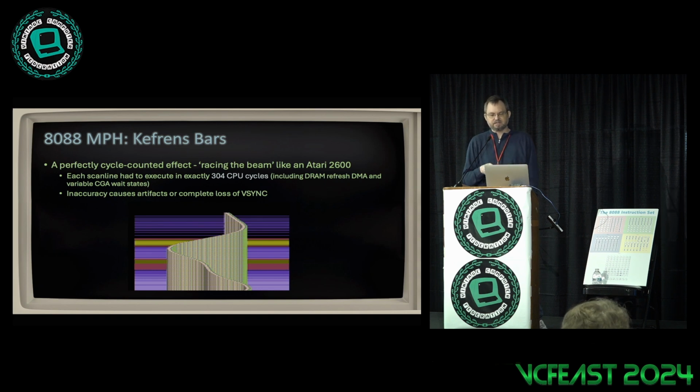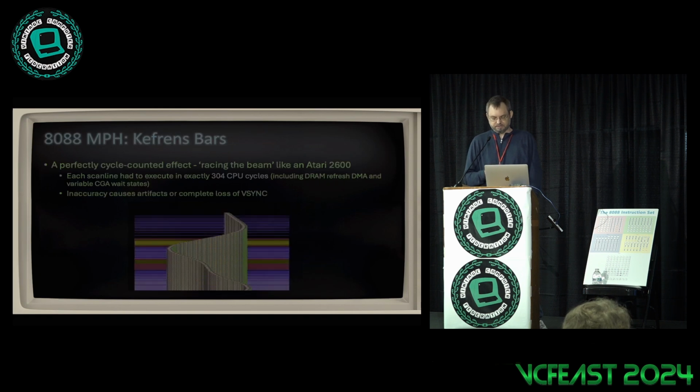And this includes the DRAM refresh process, which is happening in the background all the time, injecting wait states. And every time he accessed the CGA card to read or write to memory, it gave him a variable, but predictable number of wait states. So he has to calculate all that into the 304 and hit it every single time. And if you're running this on real hardware that's not an 8088, your monitor will be very unhappy with you.